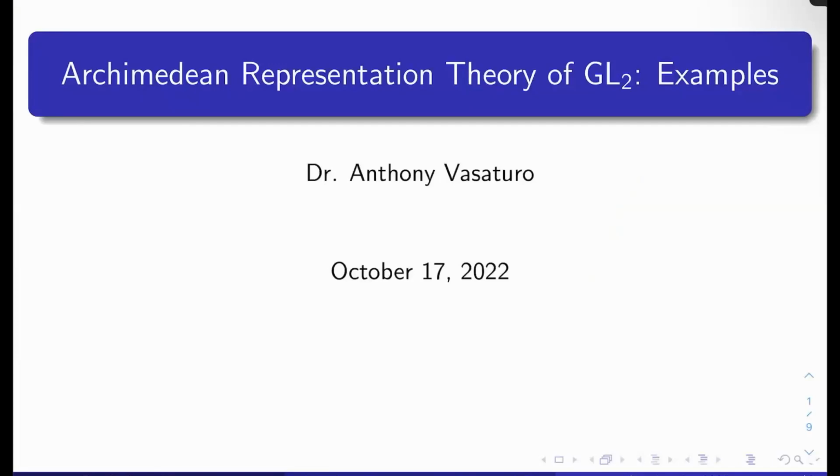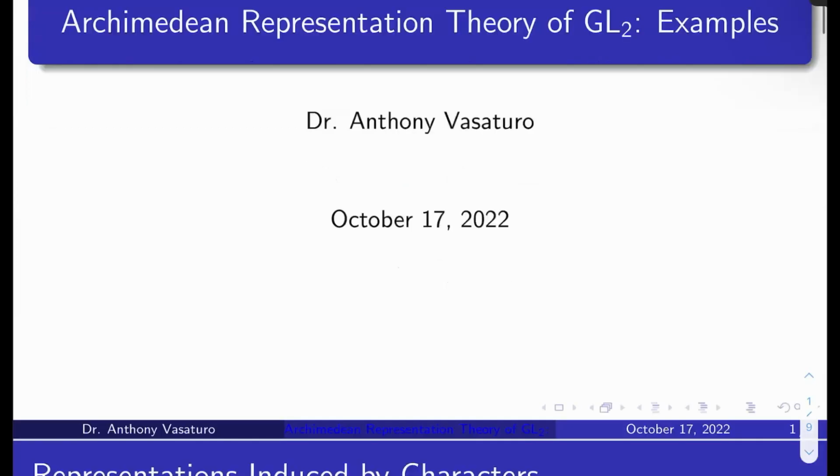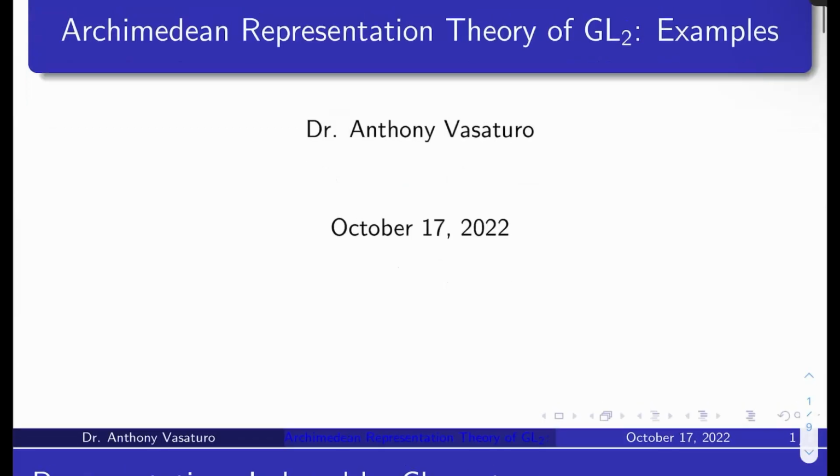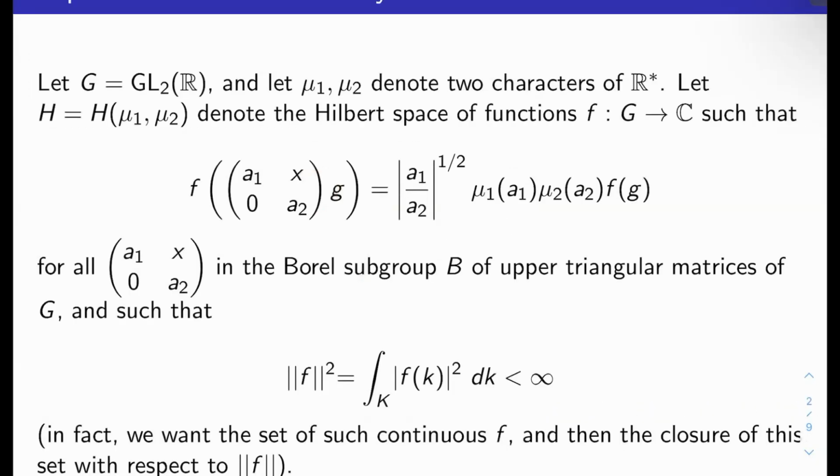Today, we're going to continue our foray into the basic review and discussion of the Archimedean representation theory of GL2. So we're going to be looking at GL2 of R. And today's video will be a little bit about some of the main examples that we'll need to keep in mind. So we'll let G equals GL2 of R, the main group of focus. We'll let mu1 and mu2 denote two characters of R star.